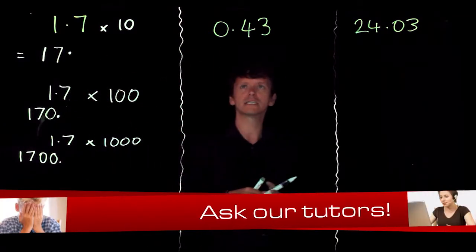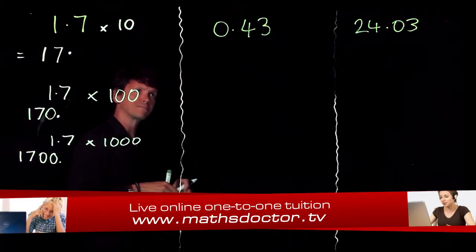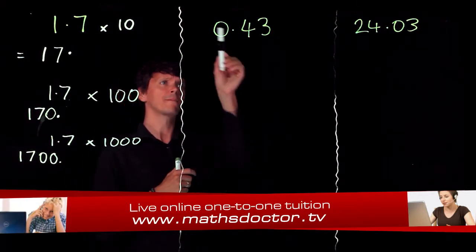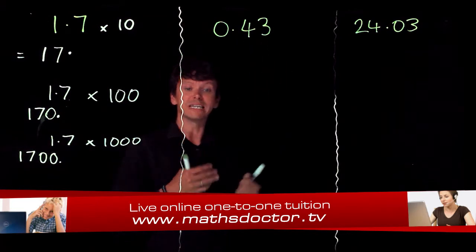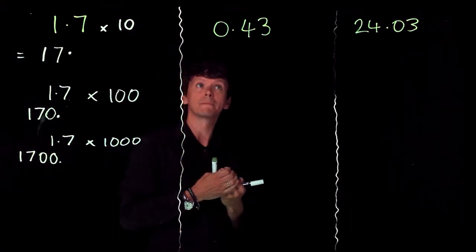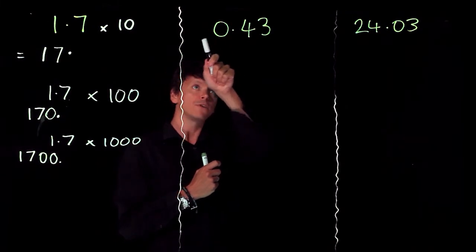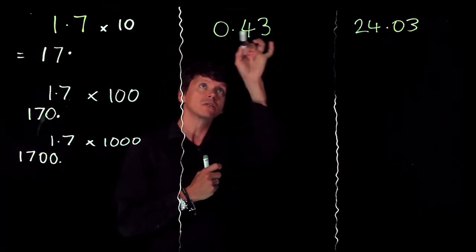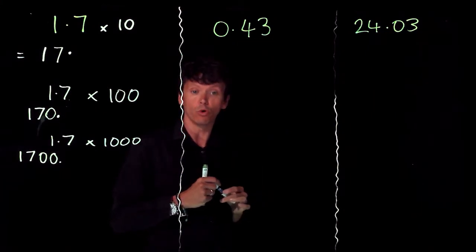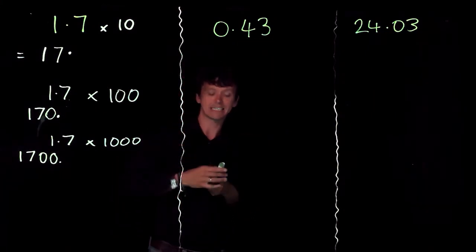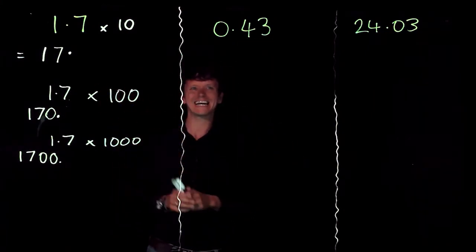Let's have a look at this sort of example. It's exactly the same process, but it's 0.43, a number that's less than 1. Because we haven't got anything in the units column, the first digit we've got is actually after the decimal point, this 4, which is in the tenths column, so our number is less than 1. But the process is exactly the same.